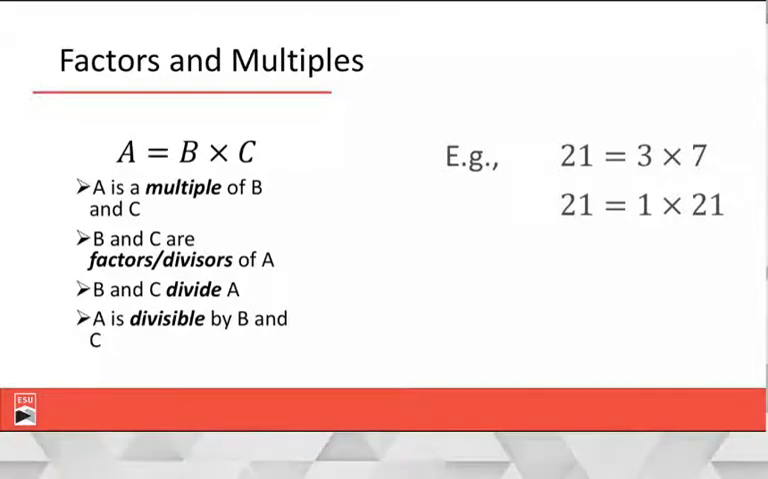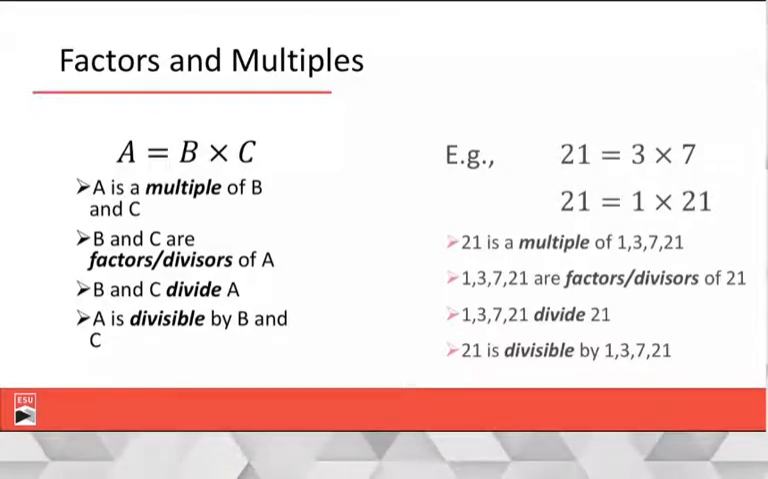Take, for example, 21. 21 is a multiple of 3, and 21 is a multiple of 7. 3 and 7 are factors and divisors of 21. 21 is a divisor of 21. We could also say that 3, 7, 1, and 21 all divide 21. Or we could say that 21 is divisible by 3, or 21 is divisible by 7. This is how we use this language.